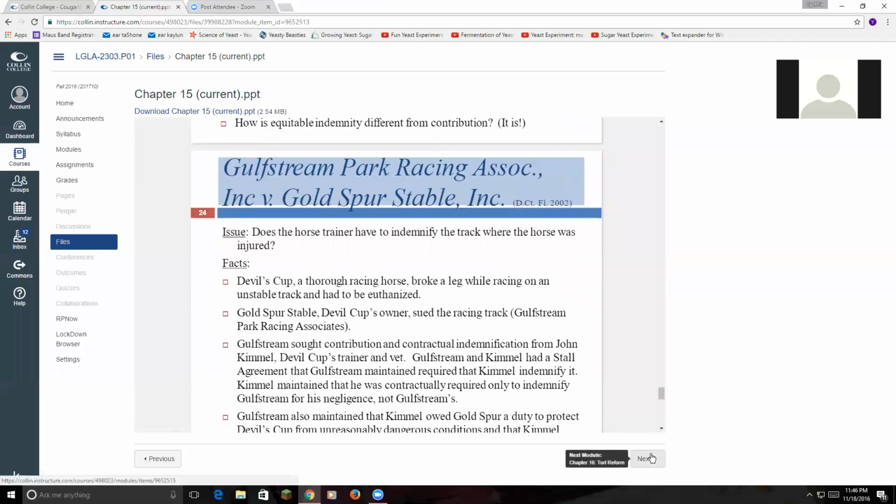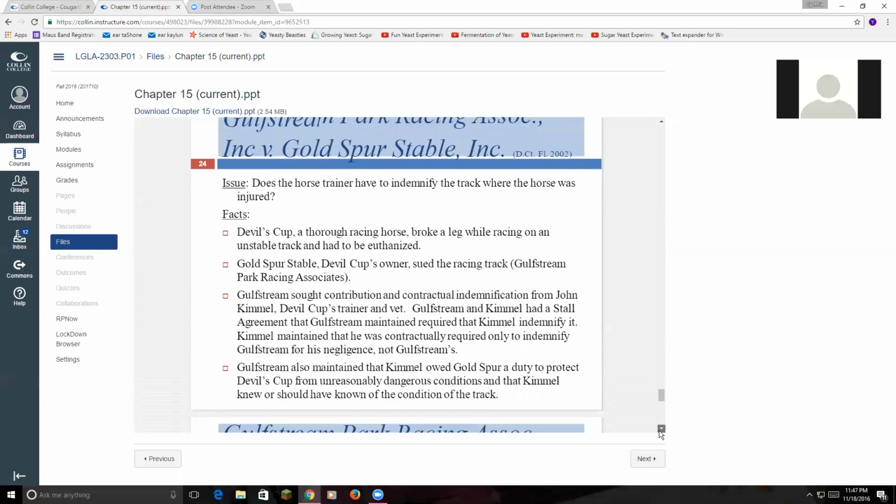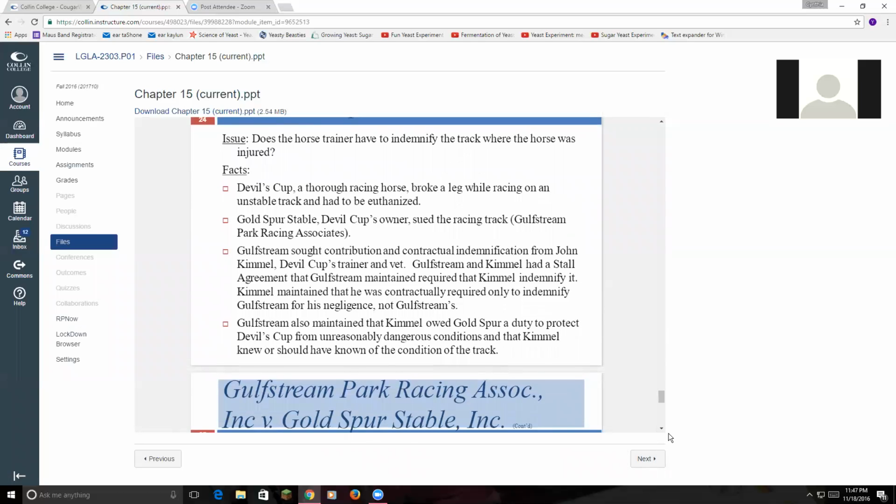This one is not a case you need to know about, but it is a good example of how indemnification works. In this story, we have a horse who unfortunately is injured running a race and has to be euthanized. His owner, obviously, is pretty unhappy about this and sues the racing track that had the poorly prepared race surface that caused the horse to be injured, and that's Gulfstream. And Gulfstream, though, filed a motion for contribution and contractual indemnification from the horse's trainer.